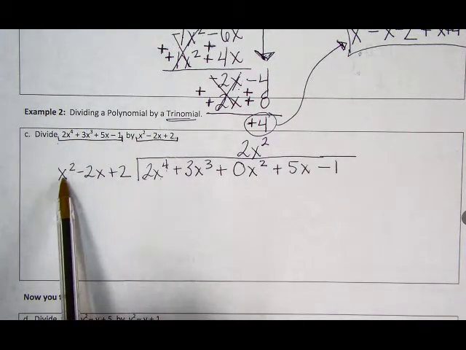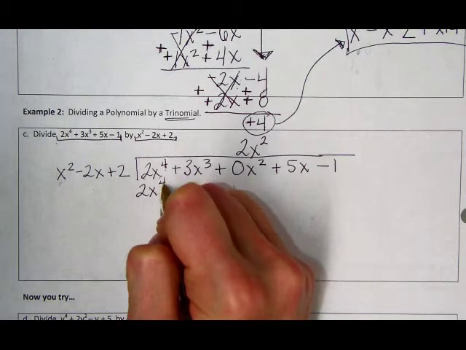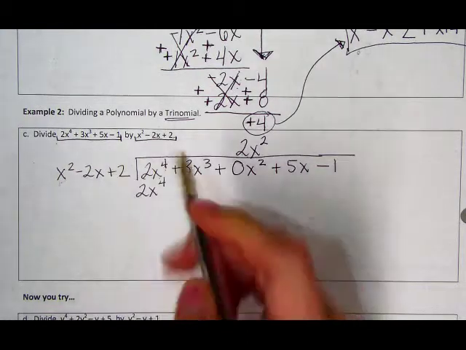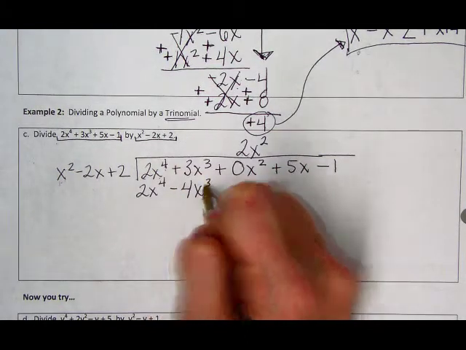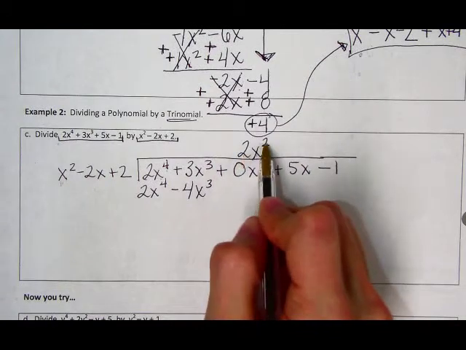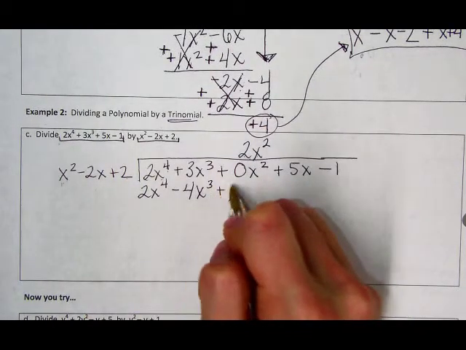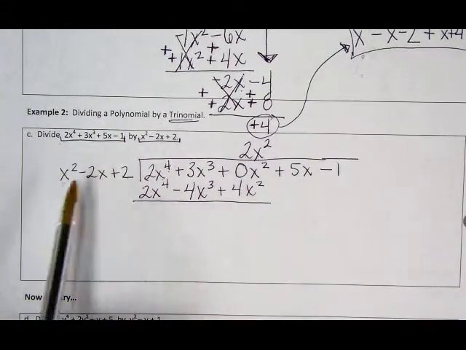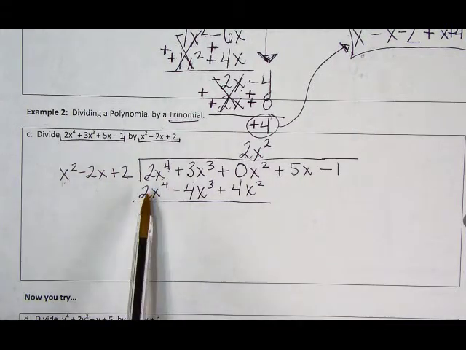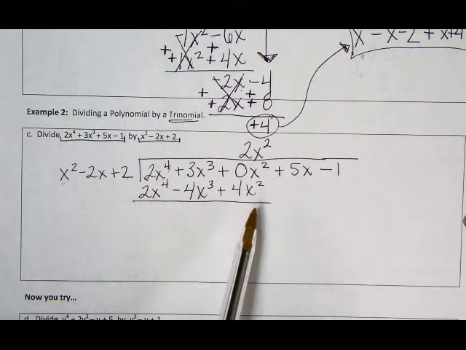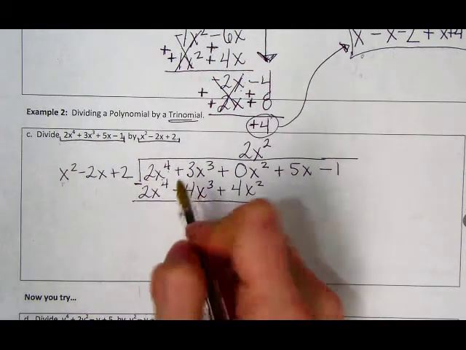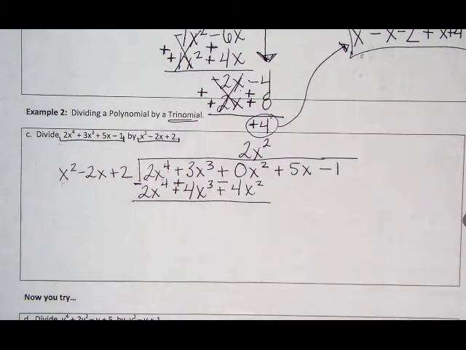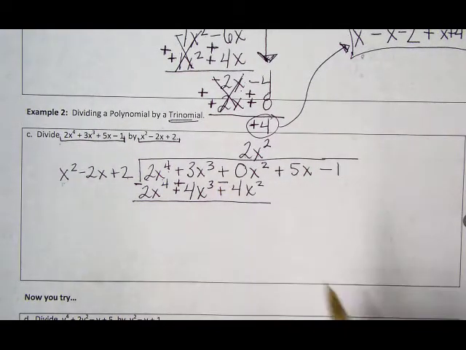2x squared times my leading x squared gives me 2x to the 4th. Multiply through to the next term. 2x squared times negative 2x gives me negative 4x to the 3rd. And 2x squared times a positive 2 gives me a positive 4x squared. I have 3 numbers on the outside, so it's going to give me 3 numbers on the inside. I have to subtract all of them in my columns. So in this case, I'm subtracting them all. Wherever I have double negatives, I can make that into a positive. I don't have a double negative there, so it just stays minus.